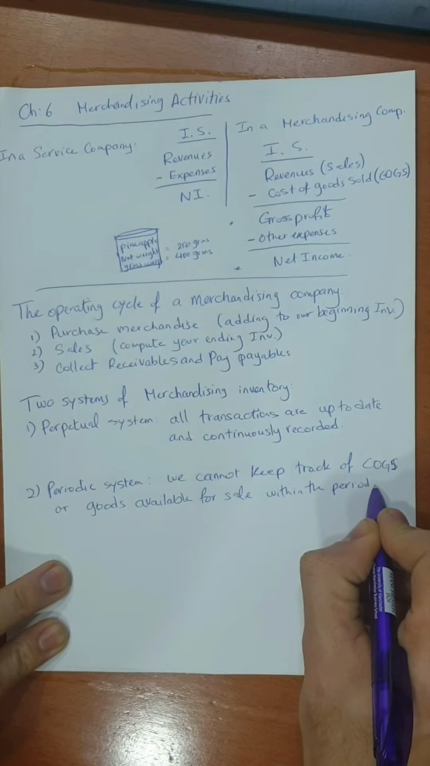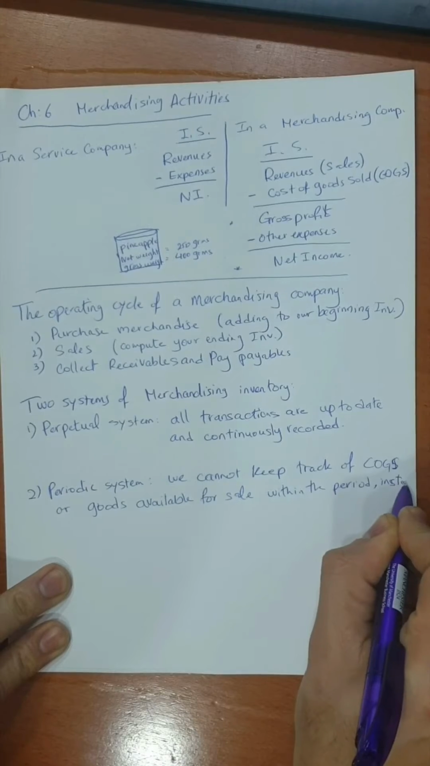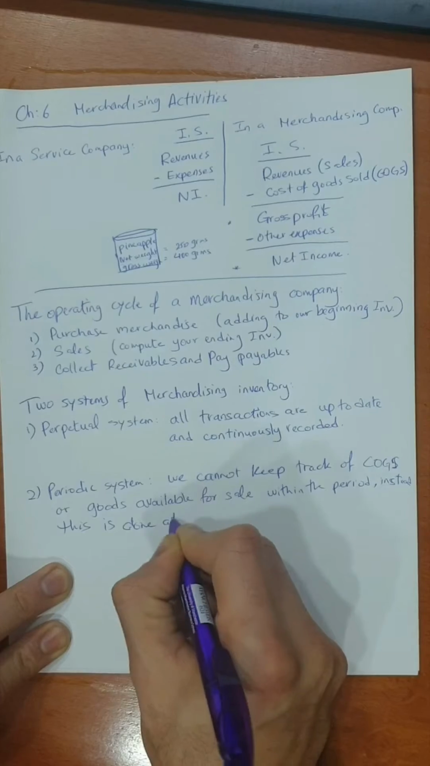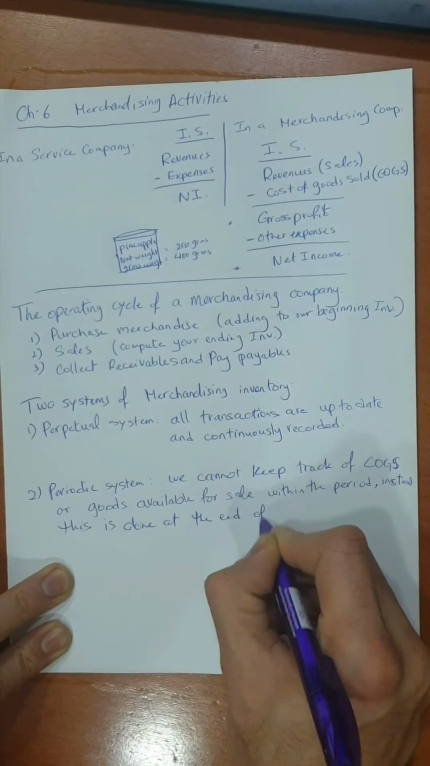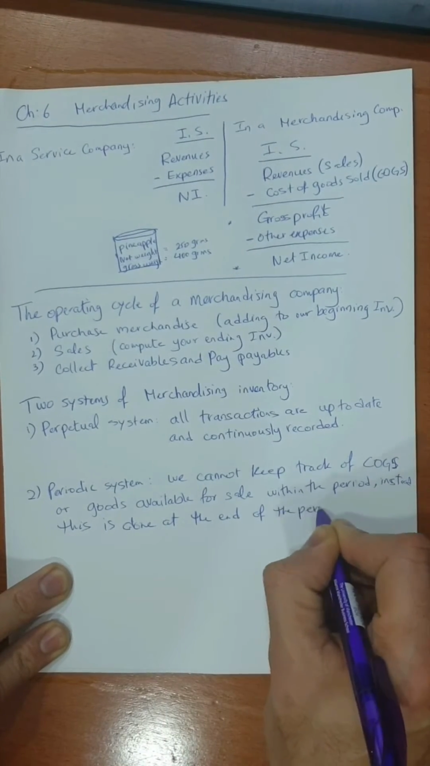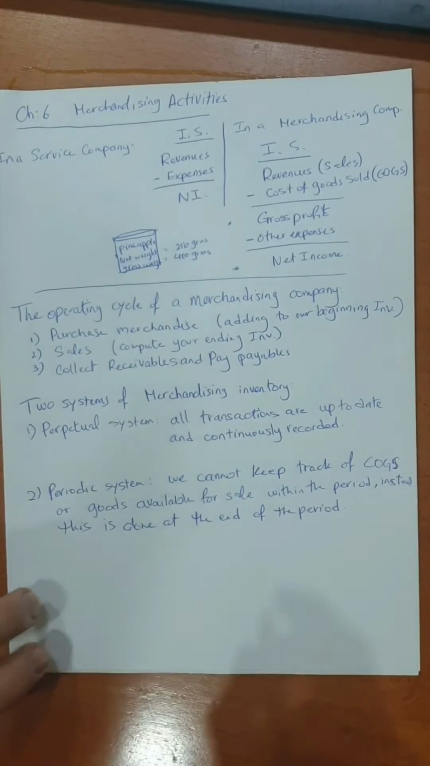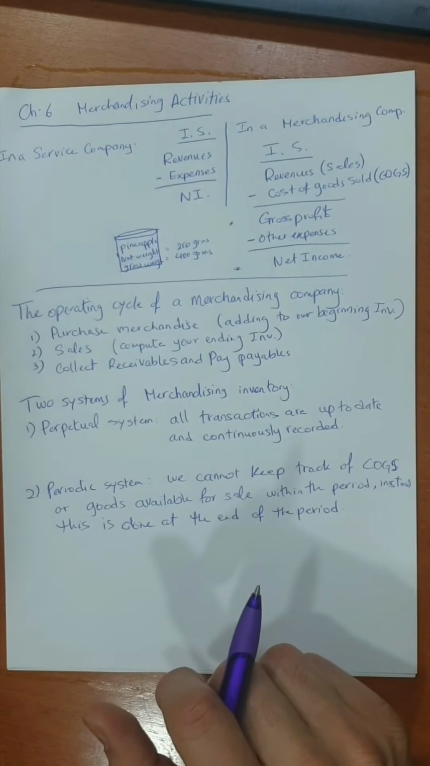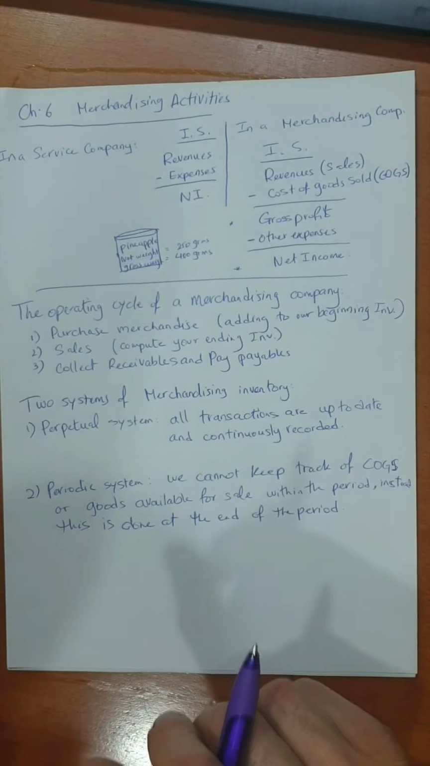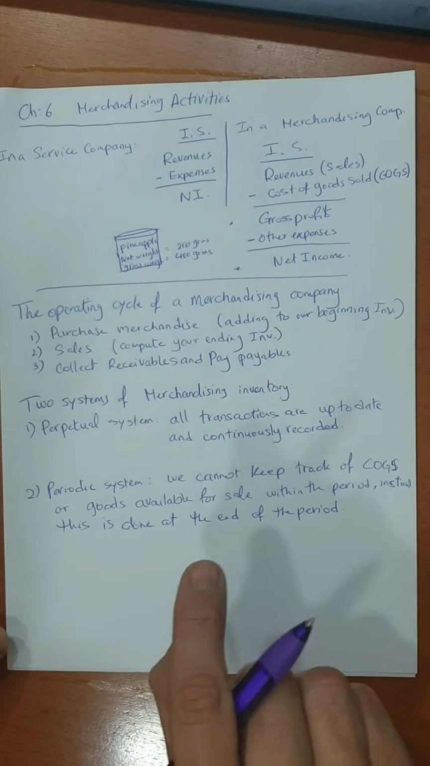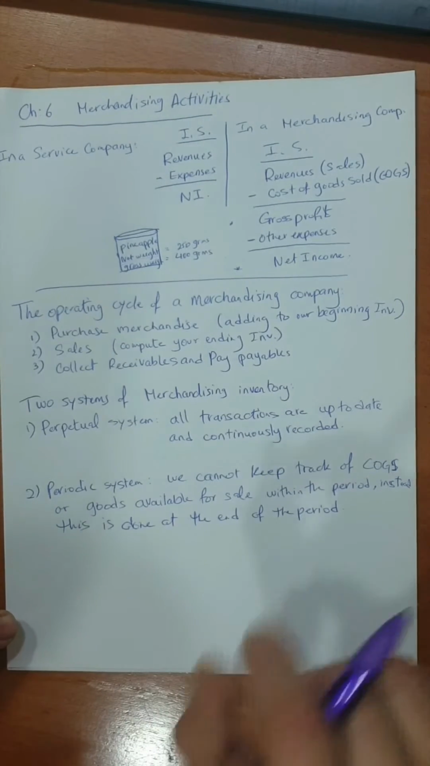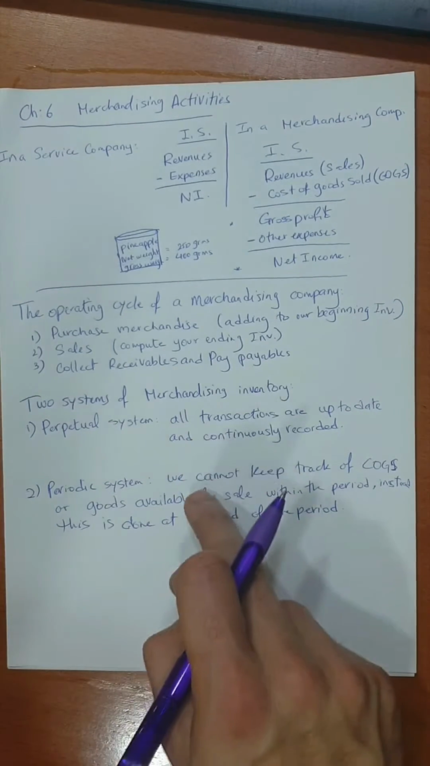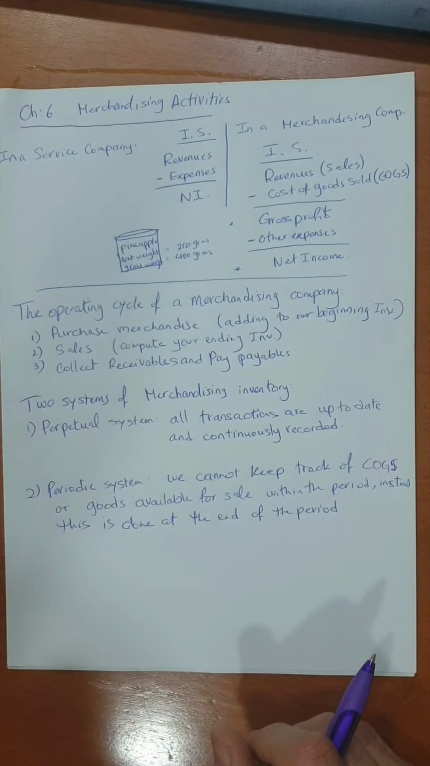So instead, this is done at the end of the period. So at the end of the period, you go to the warehouse and make a stock count, and you can determine your available balance, which is basically at the end of the period. It means that the next day it will be the beginning inventory for the following period, right? Okay, so these are the two merchandising systems that we'll be dealing with.